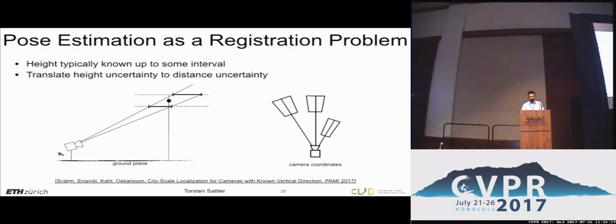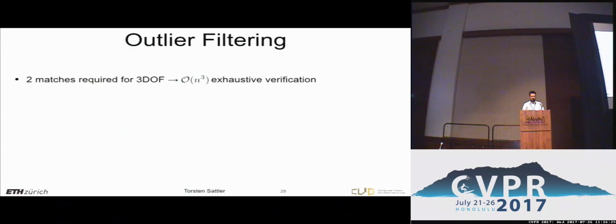Unfortunately, this is a very neat geometric insight, but it's not enough to do efficient post-filtering. You would still need 2 matches to get a 3 degree of freedom transformation, which means that if you exhaustively go through this, you need n squared for sampling all pairs, and then an additional factor n for verifying.